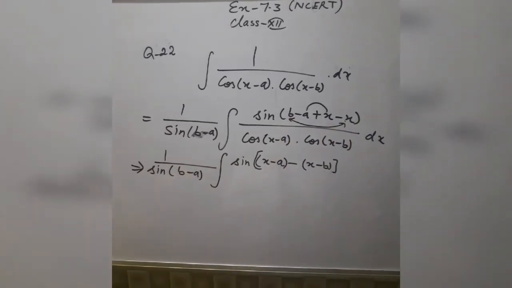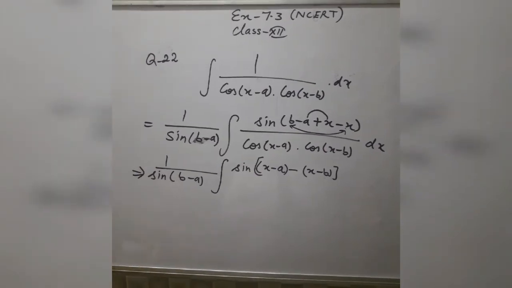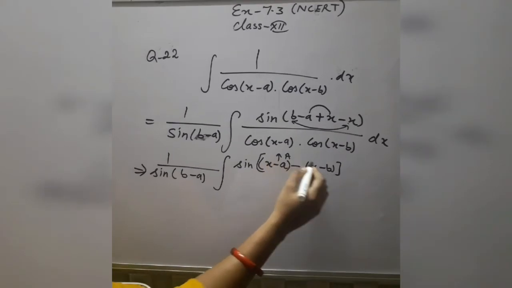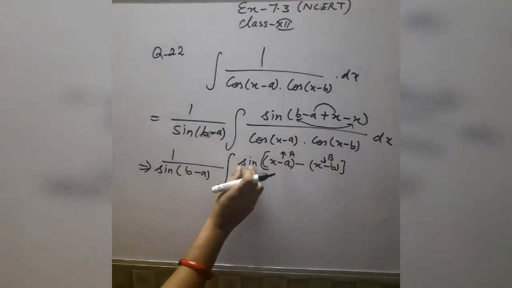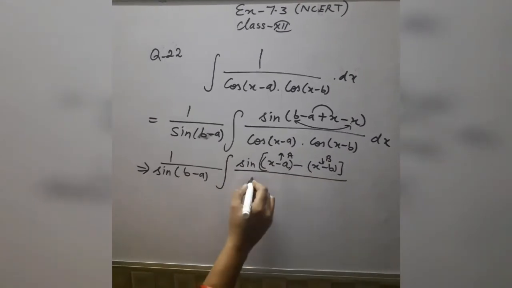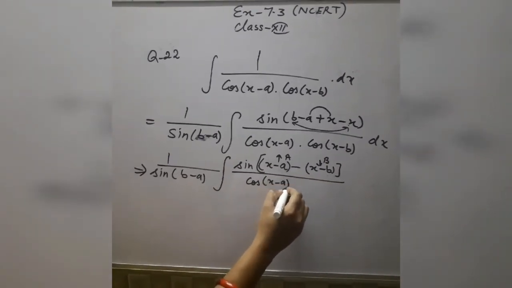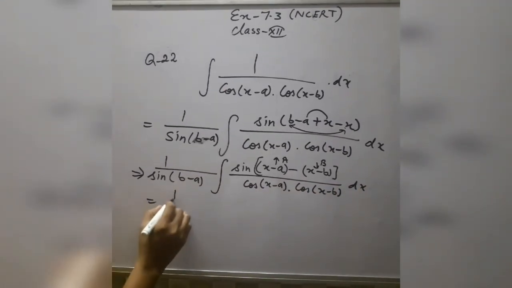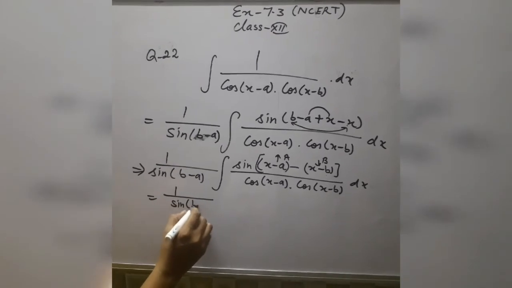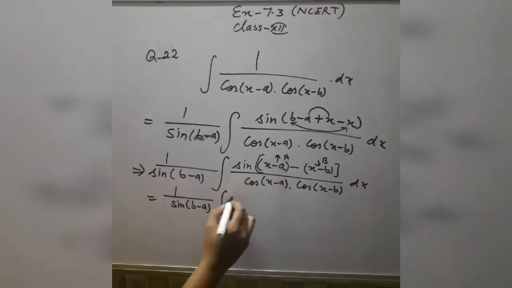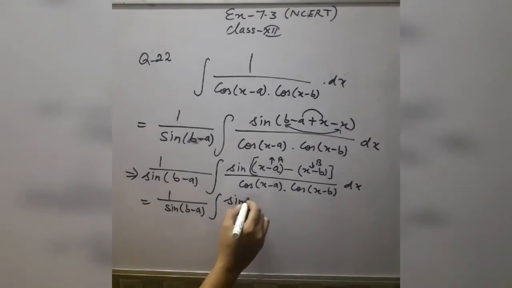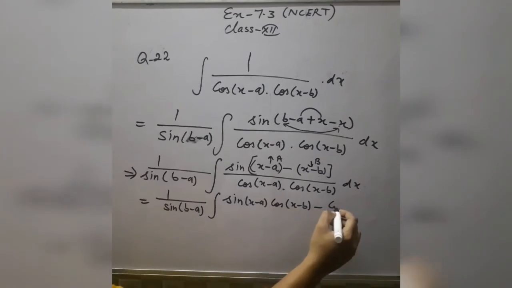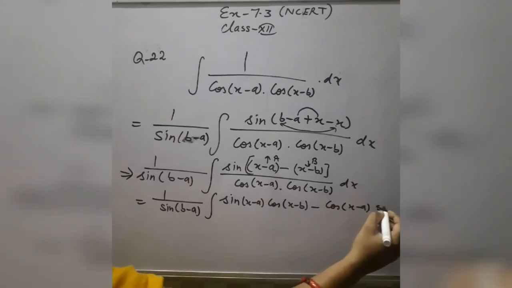Now here we will use the formula of sine a minus b. Let us suppose this angle is a and this angle is b. This denominator remains as it is, cos x minus a into cos x minus b. This term 1 by sine b minus a remains as it is. Inside the integration, use the formula of sine a minus b, which equals sine a cos b minus cos a sine b.